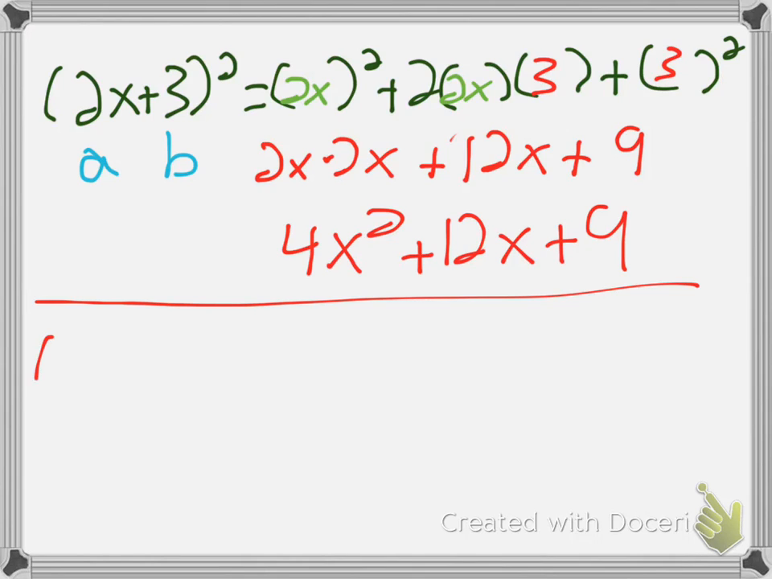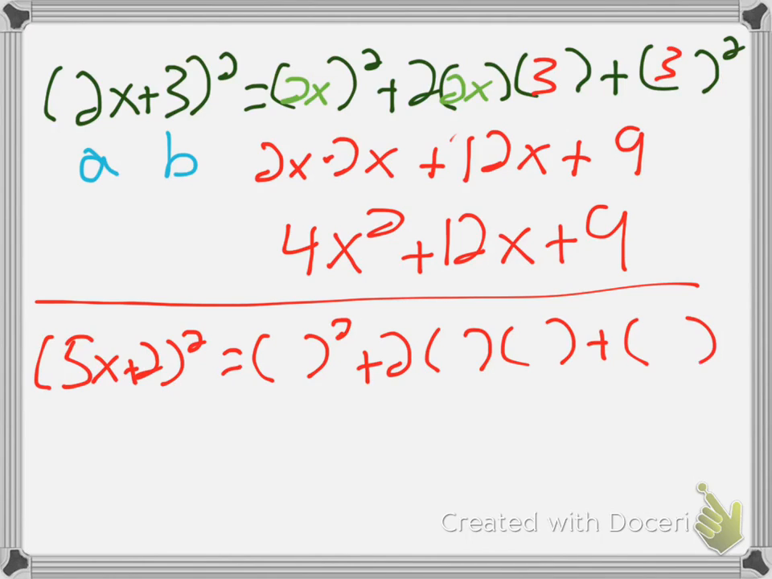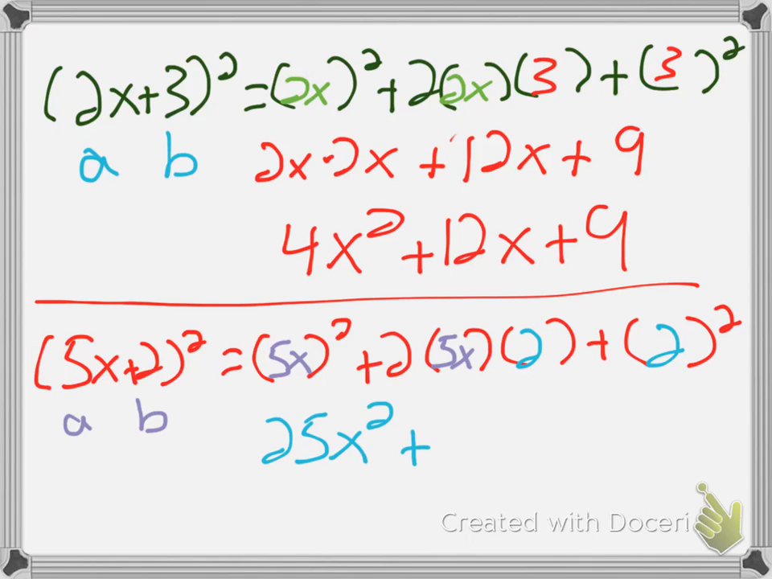Let's do one more example like that. (5x plus 2) squared. So, first of all, fill out your format. Okay, now, this is my a, this is my b, so it's going to follow 5x, 5x, and then 2 and 2. So, 25x squared plus 20x plus 4.